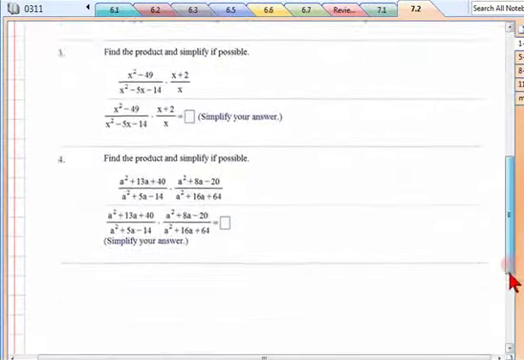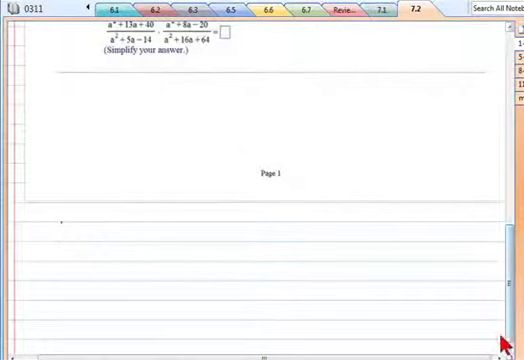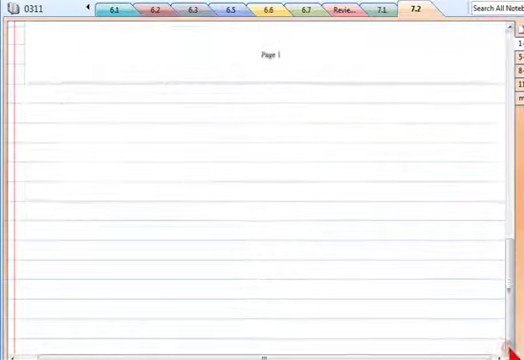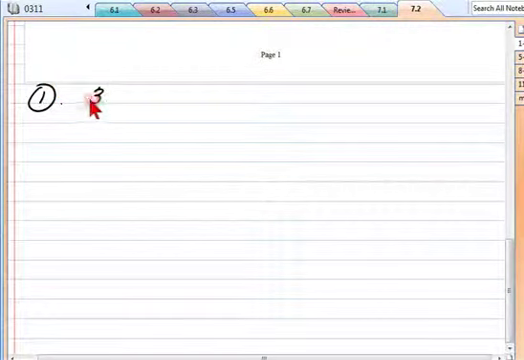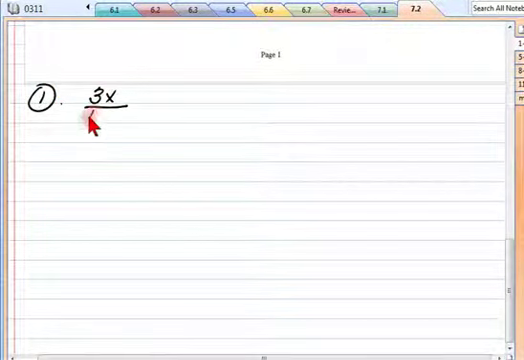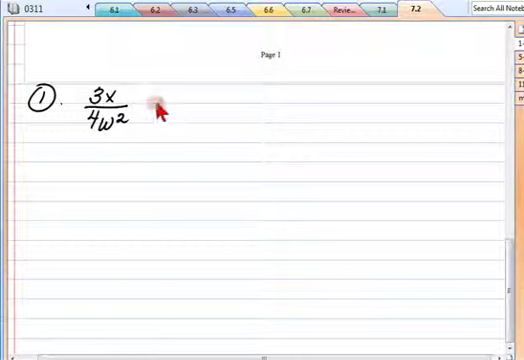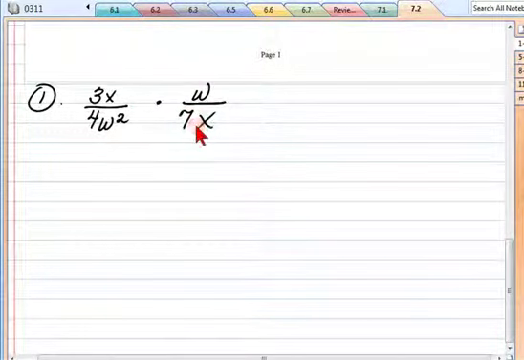And let's see. I have all these problems here, but I'm going to go ahead and go down to notebook paper and write them. Okay, problem number 1. You're supposed to multiply 3x over 4w squared times w over 7x. Bow tie before you multiply.